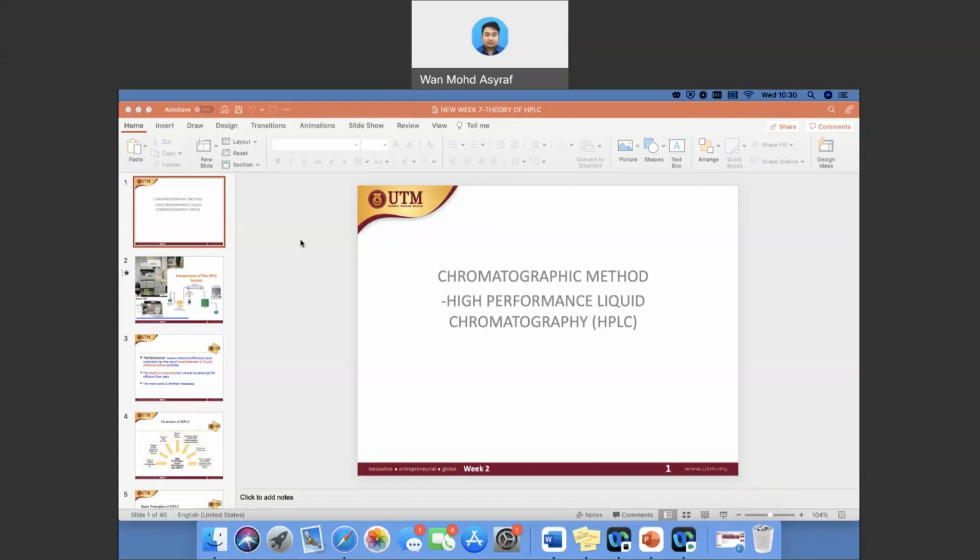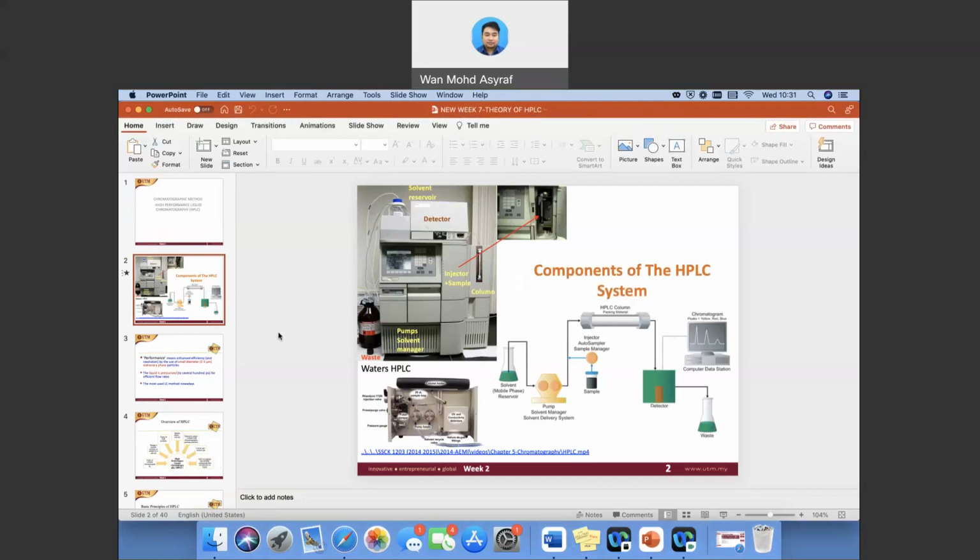So this topic is a chromatographic method, high performance liquid chromatography, HPLC. It is an instrument. Before this, we have looked into the UV visible instrument, the AAS, ICP. Now you are going to look at the instrumental part of this HPLC instrument. So this is the components of the HPLC system.